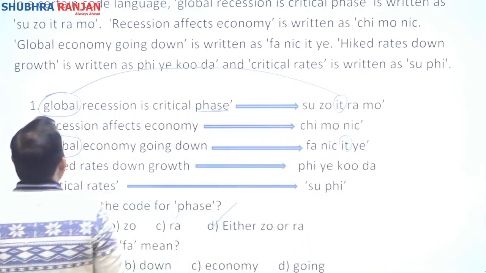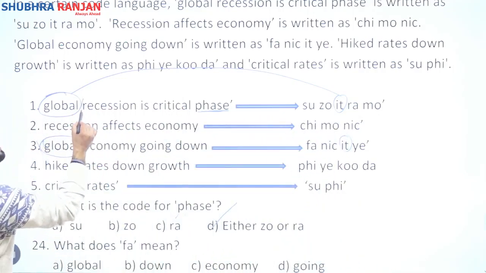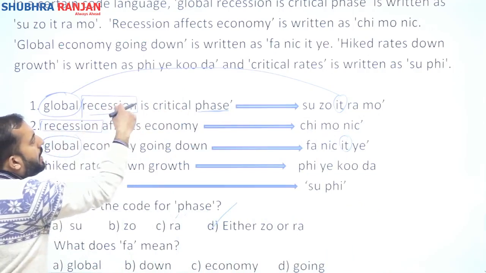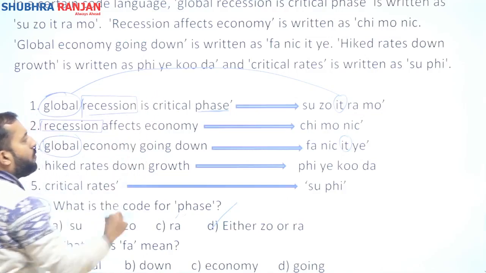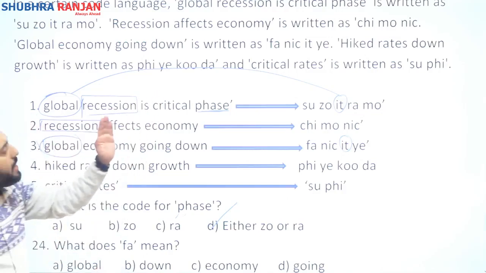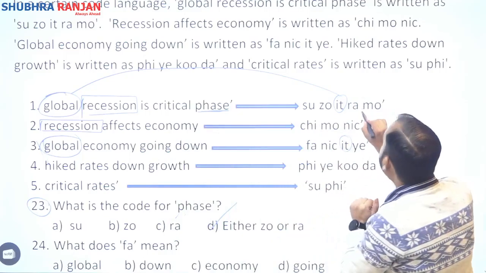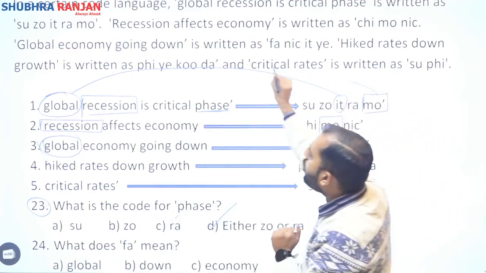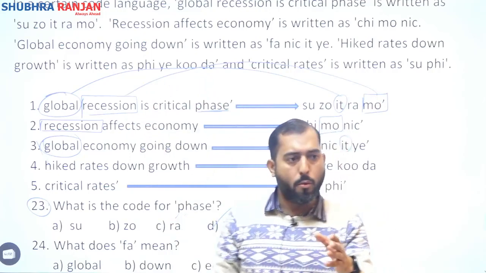Now, let's talk about recession. Recession is present in statement 1 and recession is present in statement 2. Is any other word common in 1 and 2? No. So on the other side, more is present in 1 and more is present in 2nd. So obviously, the code for recession is more.